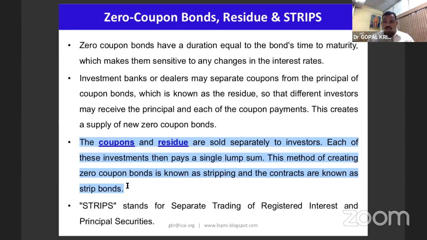Those who want, they can sell the 70 and take money from the market. Those who want, they can sell the coupon separately in the market, and they have to wait till the maturity and get the 30 rupees. So they need not keep both 100 rupees as one package. So coupon can be sold separately, residue can be sold separately. Please be careful with this.